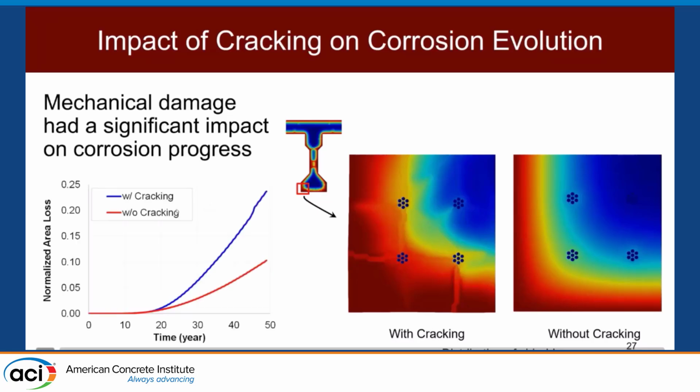More importantly, it turns out that the evolution of normalized strand area loss for this corner strand actually is very, very different depending on whether we account or we do not account for cracking. So the inclusion of the cracking effect leads to a significant acceleration of the sectional area loss in this strand due to corrosion.